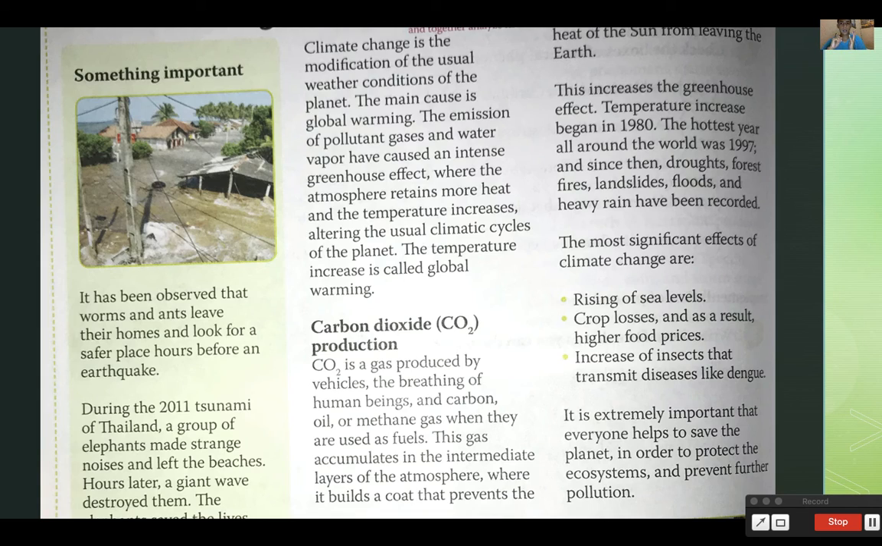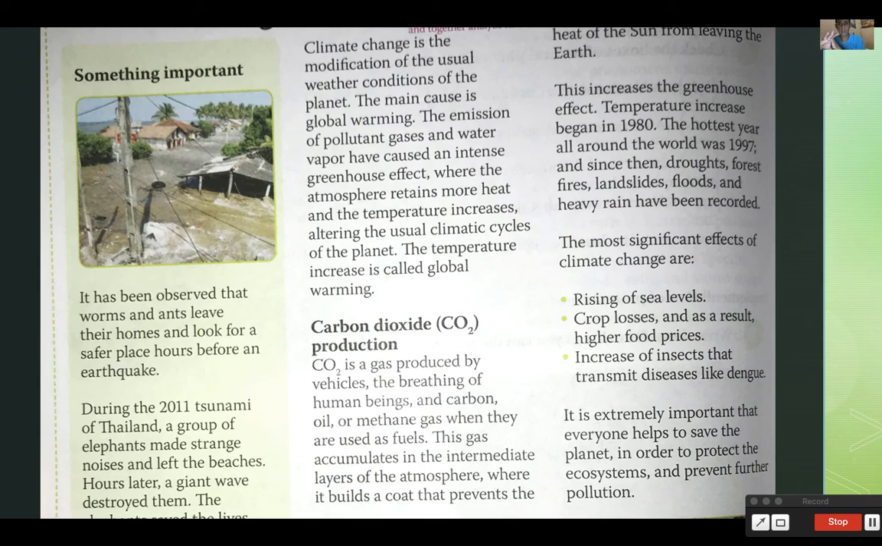Emissions of pollutant gases, contaminantes like el humo de los carros, de las fábricas, something like that. All those are pollutant gases.